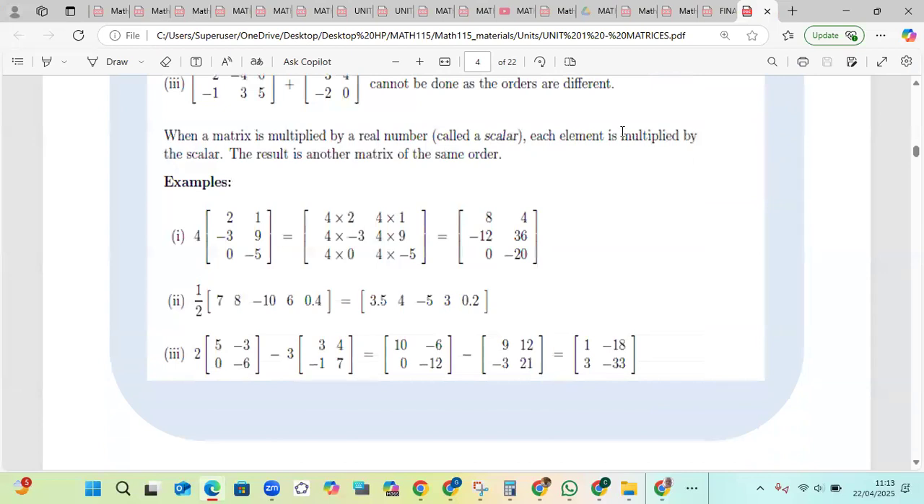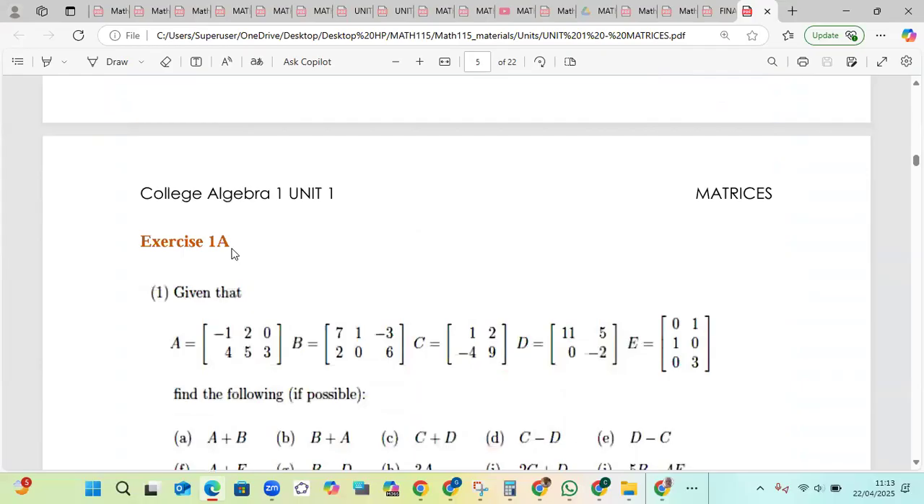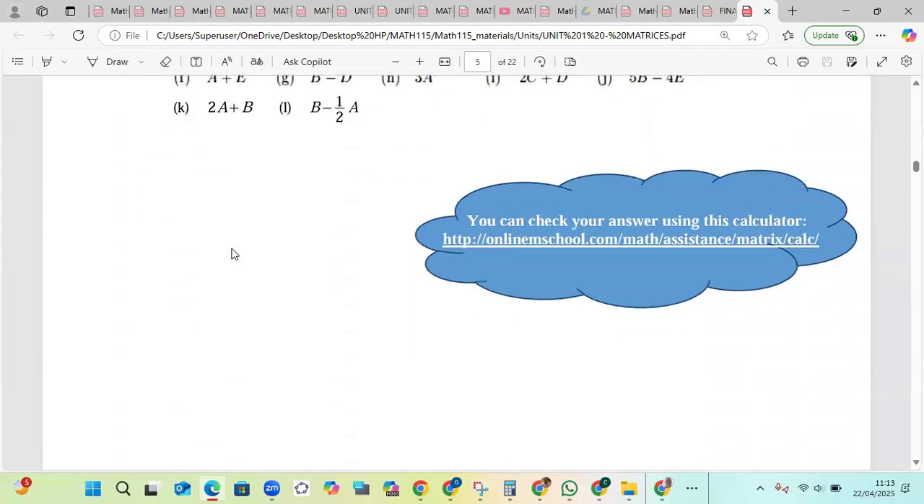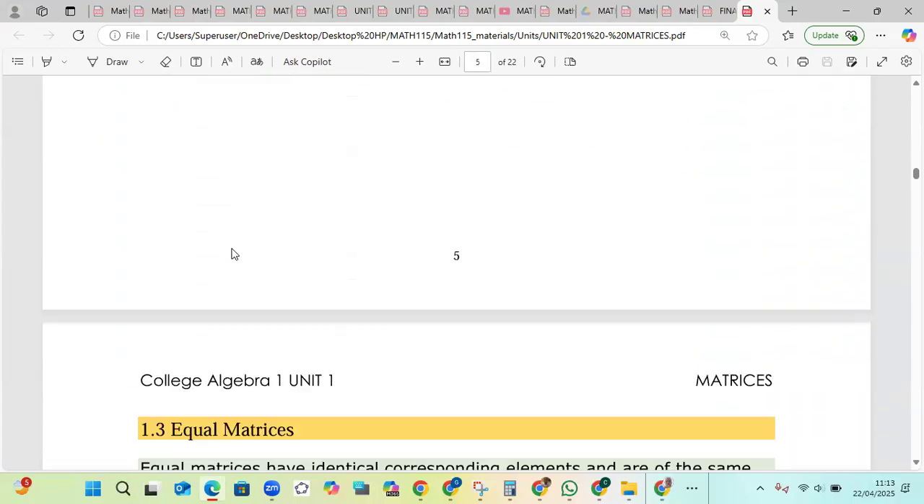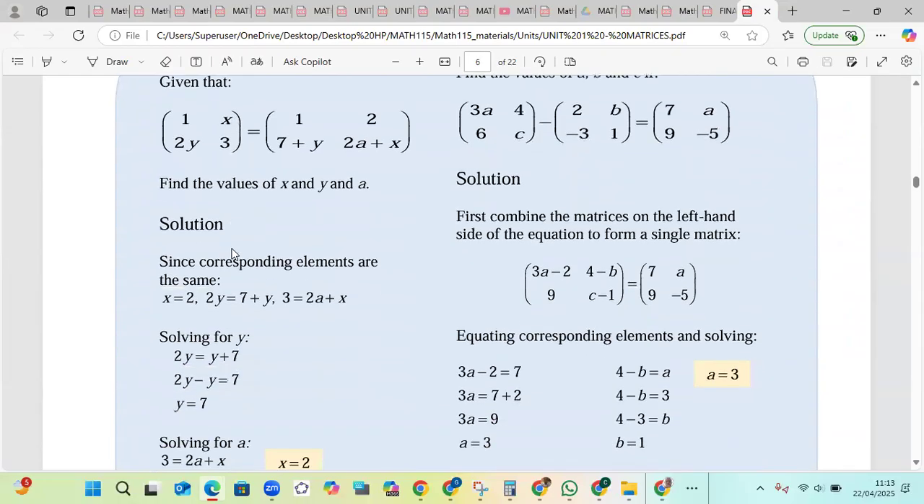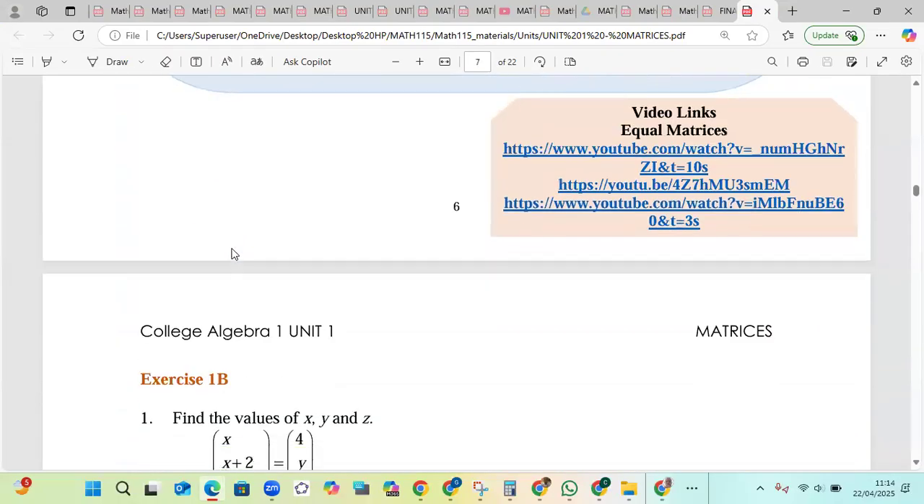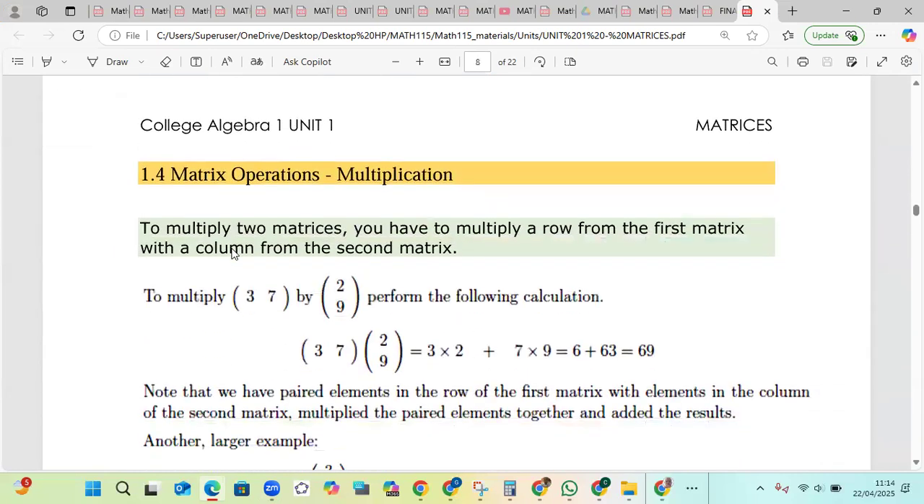A scalar, we say, is a number that can scale up or scale down. A number greater than 1 will scale up. A number less than 1 will scale down. And then we move on. You have some exercises here, multiplied by a scalar, and addition and subtraction. Equal matrices. You can use equal matrices to solve for unknowns. And here you have some exercises. And then we go into matrix multiplication.